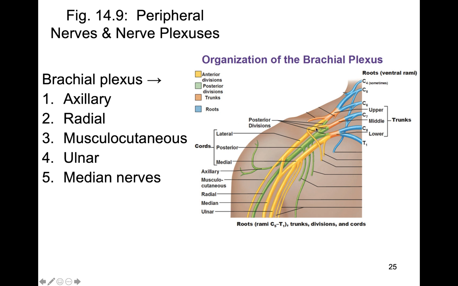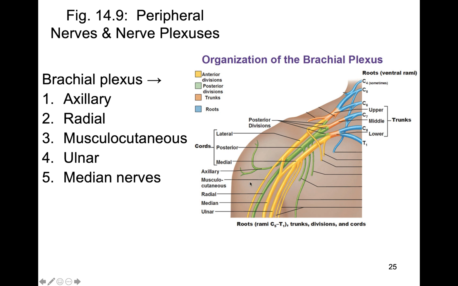So here we have the anterior divisions of the upper trunk and the middle trunk combining, and that's going to make the lateral cord. Then we have all 3 posterior divisions combining, and that's making the posterior cord. The medial cord is made of a continuation of the anterior division of the inferior trunk. So we have the lateral cord, the posterior cord made up of all the posterior divisions, and then the medial cord is just a continuation of the inferior trunk.